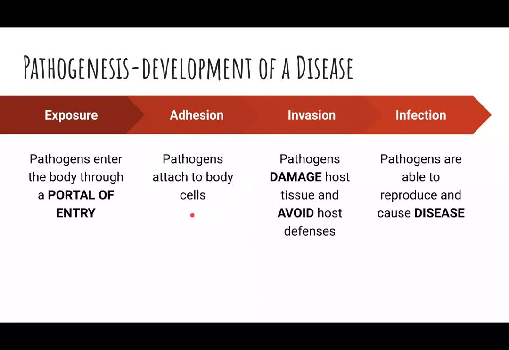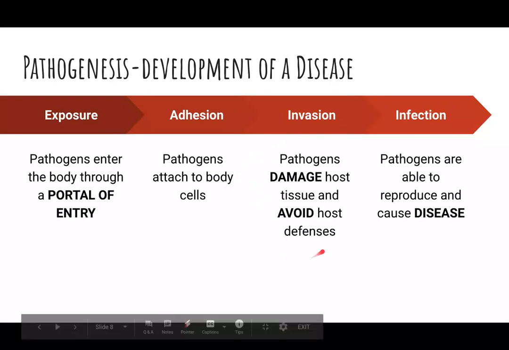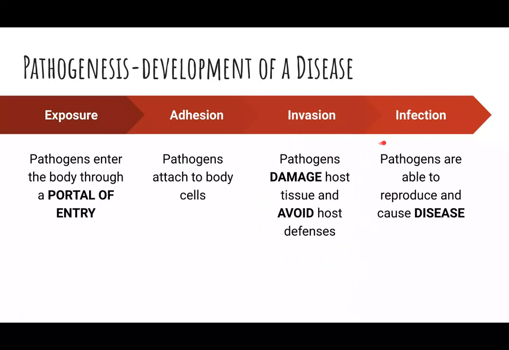Once it sticks to our body, then it's going to need a way of invading, of getting deeper down into the body. Pathogens are going to accomplish this through damaging the host tissue, and then once they damage that host tissue and start to get in, they're going to have to avoid the host defenses, and then once they're in those deeper layers of tissue, we have an infection. So at this point, the pathogens are able to reproduce more or less freely and actually cause disease, that abnormal state.